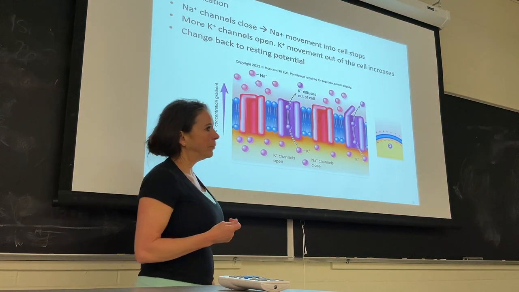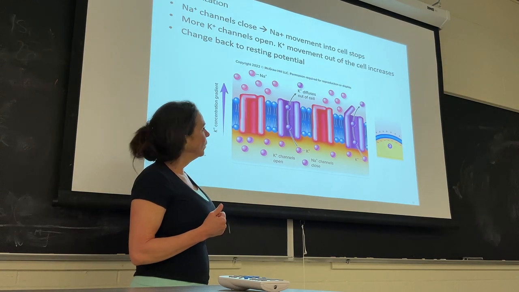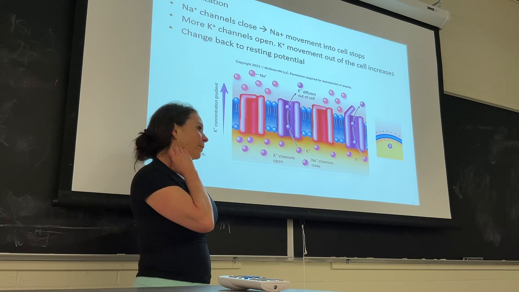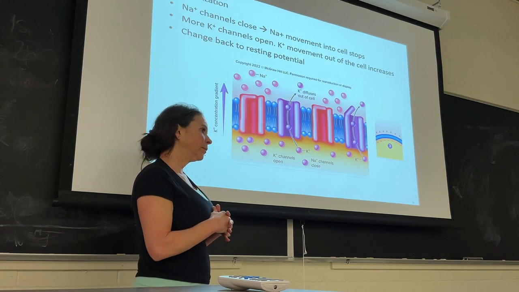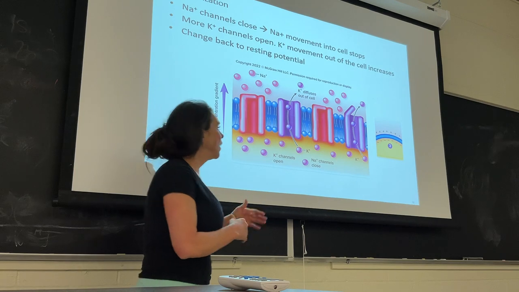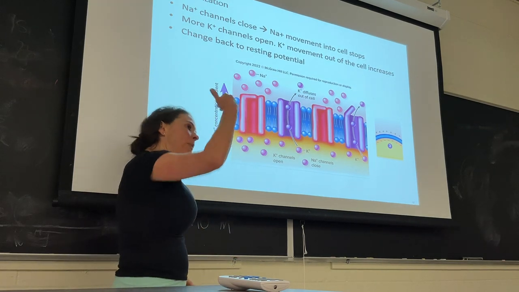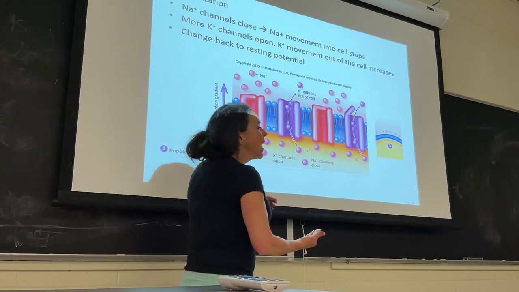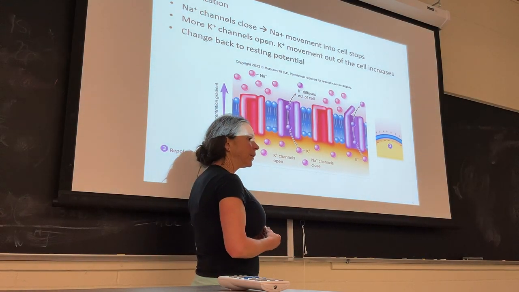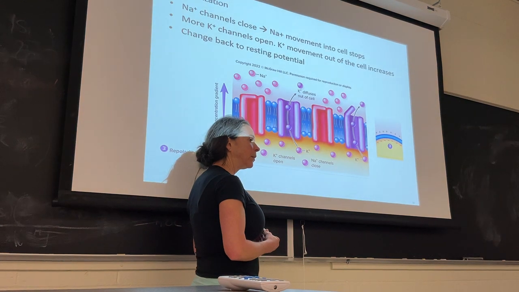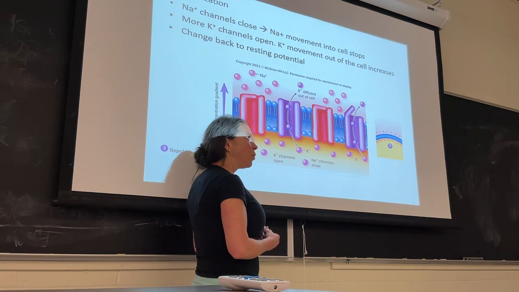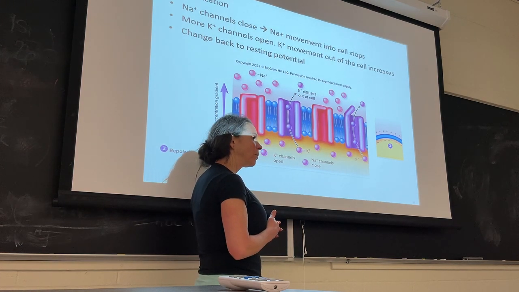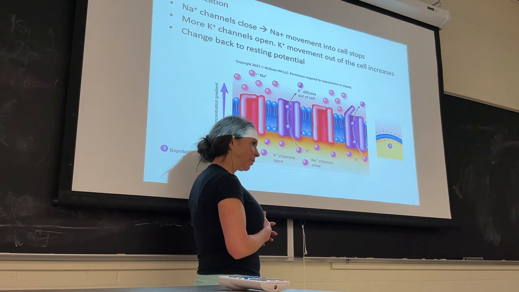If you're looking at the pictures, number one has it negative inside the cell. And number two, it's positive inside the cell. And then number three is negative inside the cell. Right, because we're going back to repolarization. We're going back to resting membrane potential. So resting membrane, the inside of the cell starts off as just negative. Resting membrane is negative on the inside.